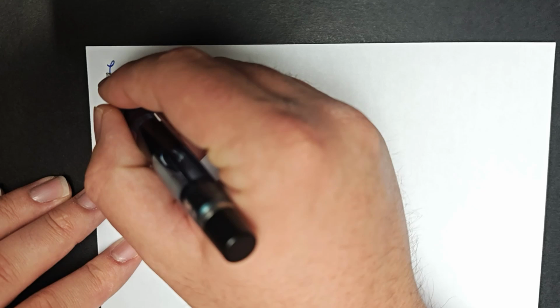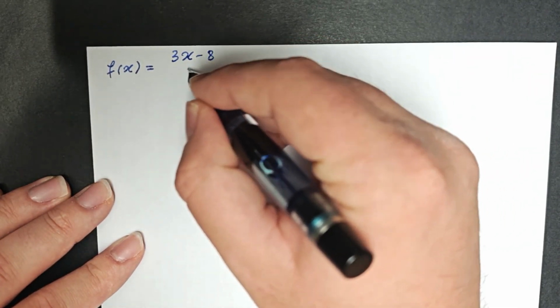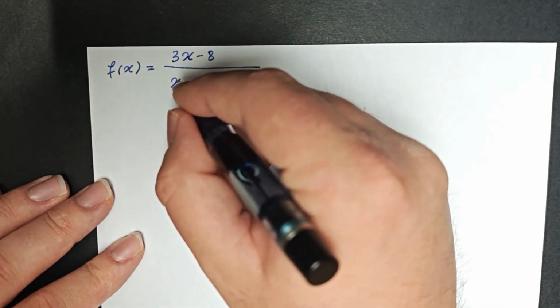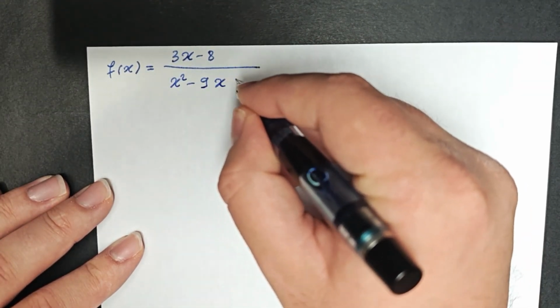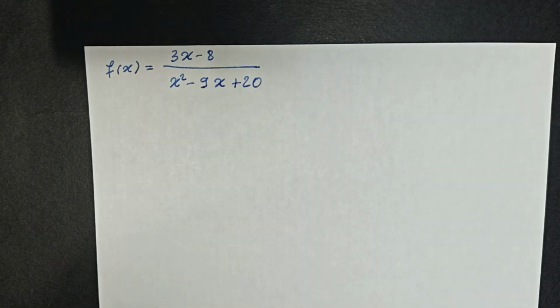Let's observe another example. We have a function f of x which is defined as 3x minus 8 over x squared minus 9x plus 20. As you can see, we are again dealing with a rational function. Only this time it's just a little bit more complicated. We are going to do the same thing as in the previous problem.